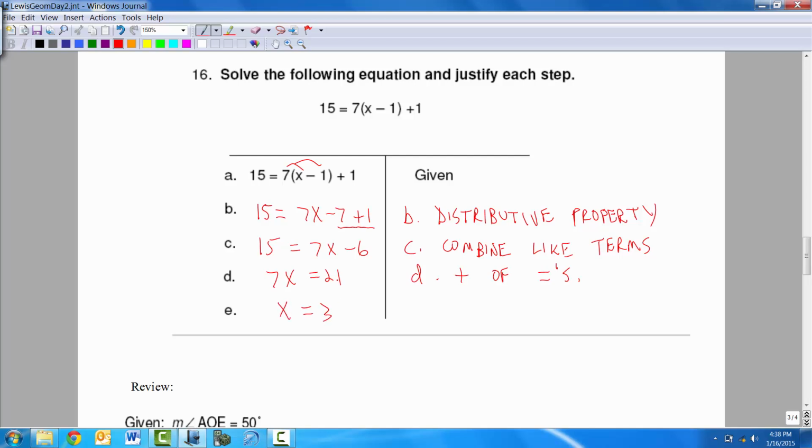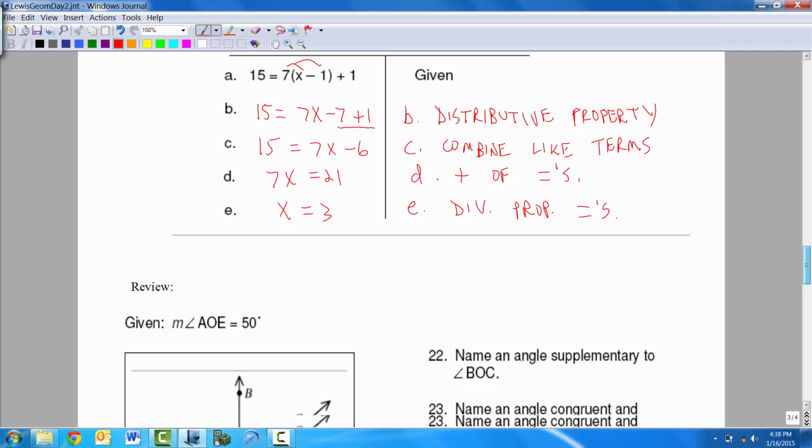How? Because what I have to do to both sides is divide by 7. So this is the division property of equations, or of equalities, is really what it is called. All right, so I may have a silly little question on your next quiz that pertains to that.